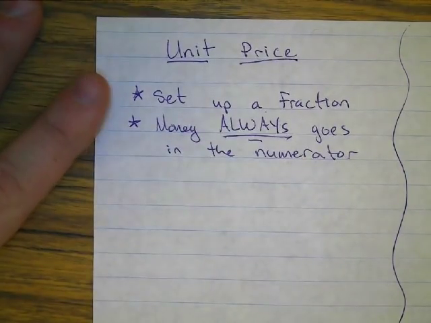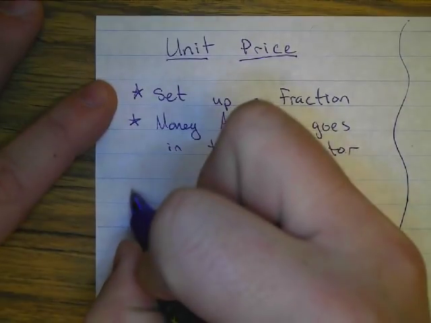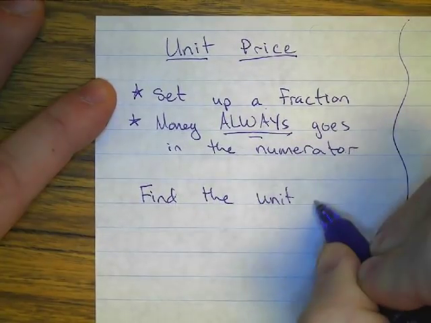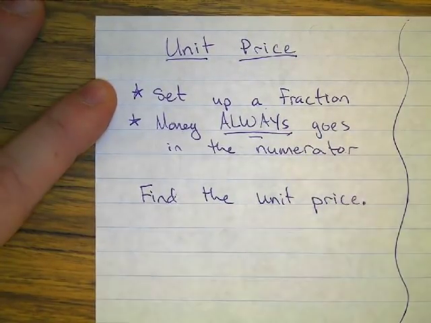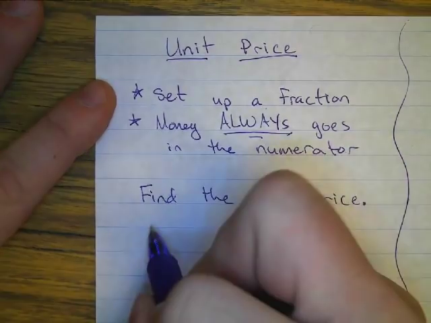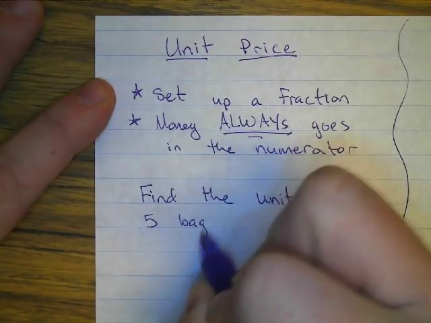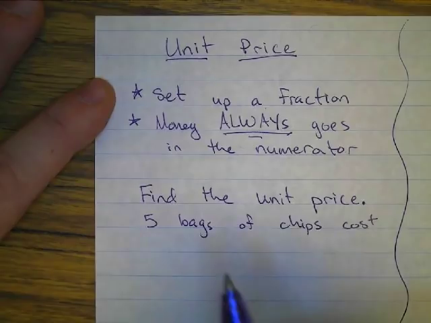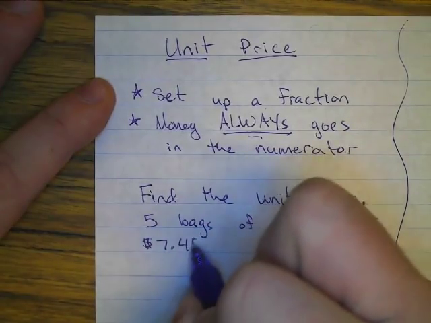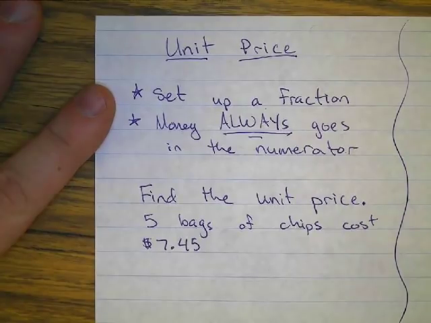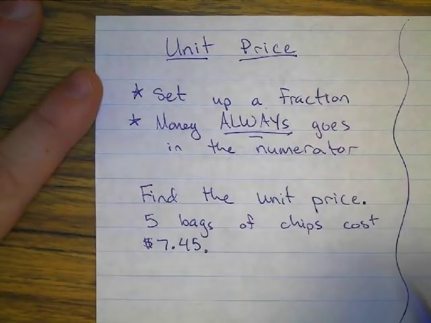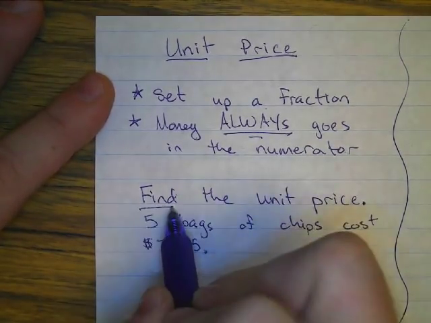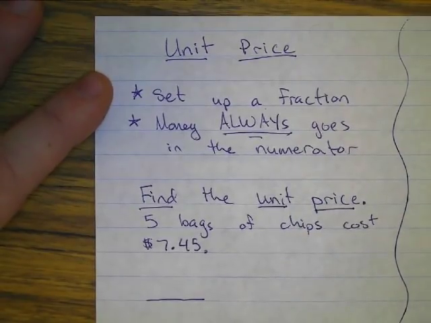So let's look at an example. The instructions will say find the unit price. So you're looking for these words. Five bags of chips cost $7.45. So the way we'll do this is we'll set up our fraction, and the money always goes in the numerator. So when you see find the unit price, you know that money goes in the numerator.